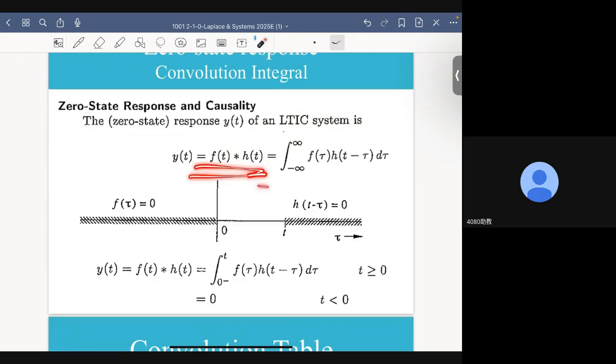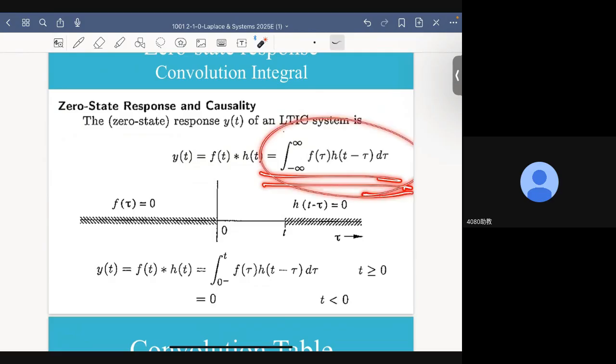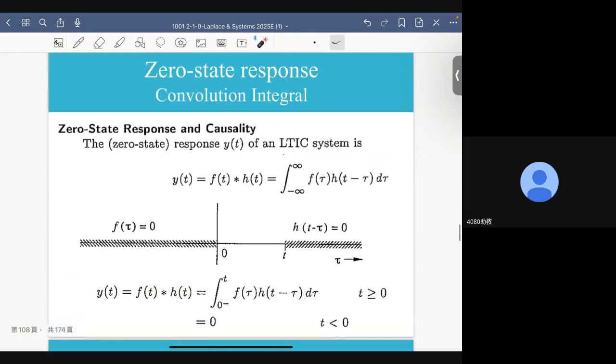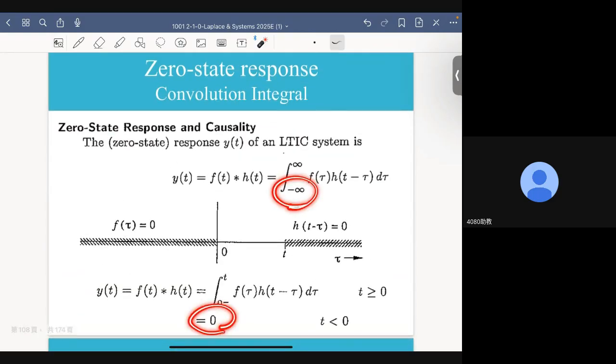Mathematically, this integral is the formal definition of the convolution integral. The upper bound and lower bound are minus infinity and infinity respectively. Now, I want to revise the upper and lower bounds so that this result of the convolution integral can fit better with the zero-state response. The first thing we do is replace the lower bound by 0.